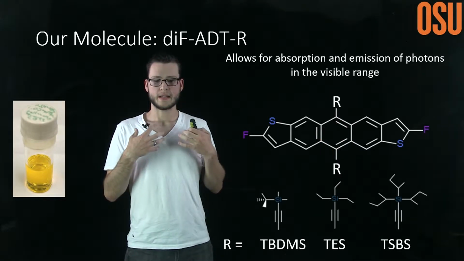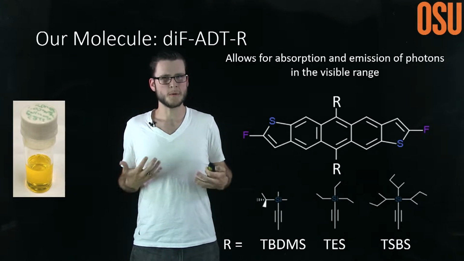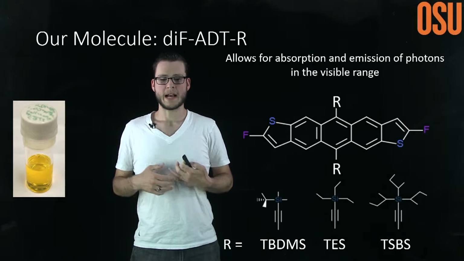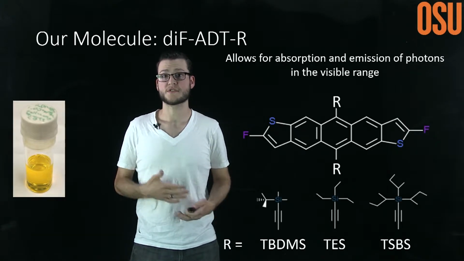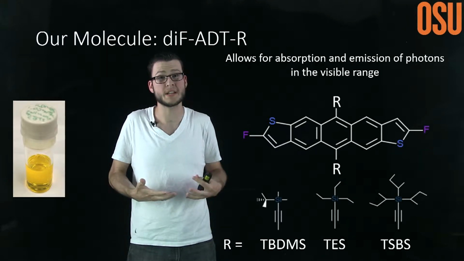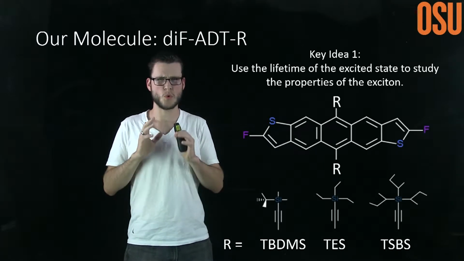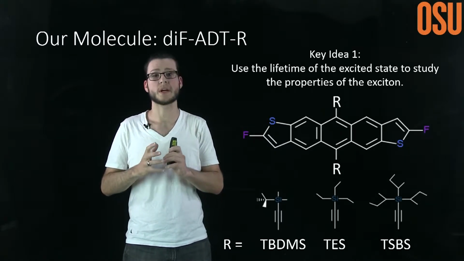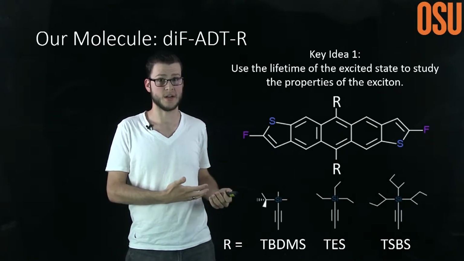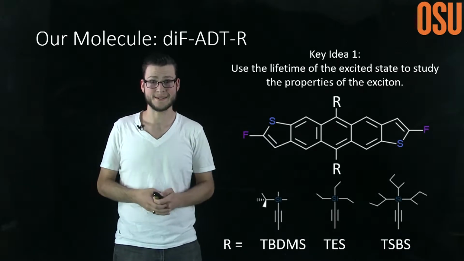Now, that excited state is going to last for a certain period of time, called its excited state lifetime. And measuring how long it takes from that absorption event to that fluorescence event can tell us information about the properties of the exciton itself. So that's going to be one key idea that I'm talking about here: we're going to use the excited state lifetime to measure the properties of the exciton that sits on the backbone of ADT.